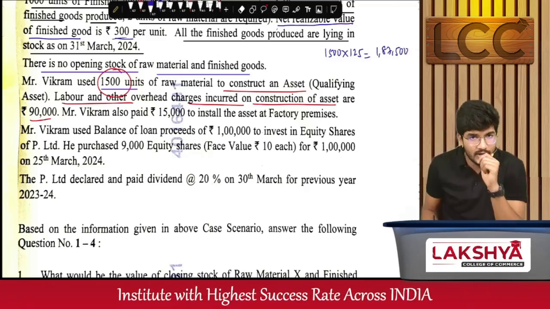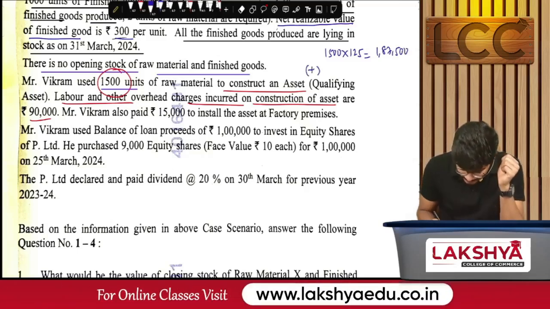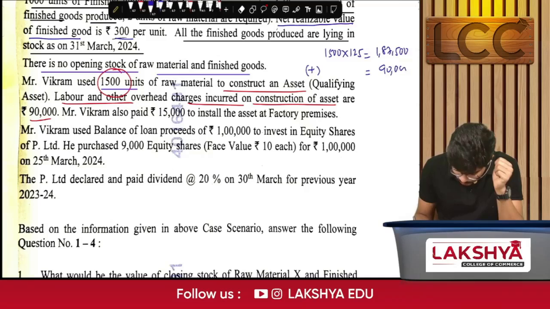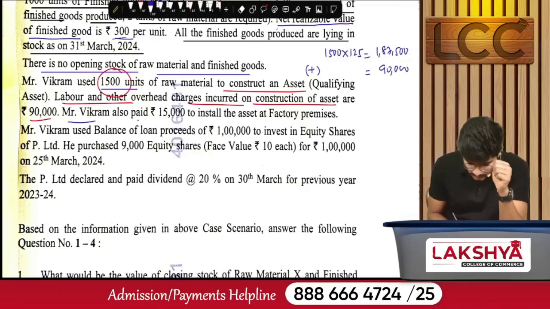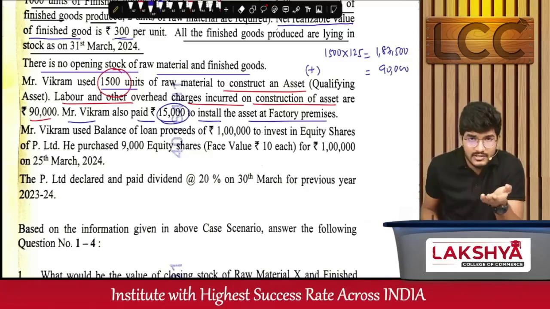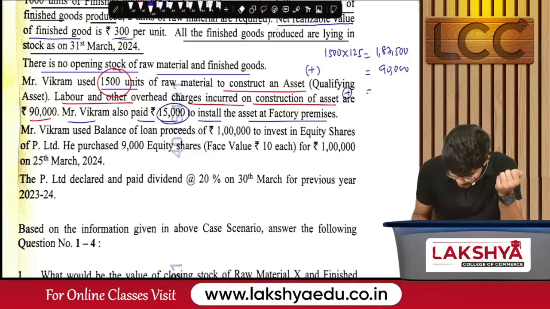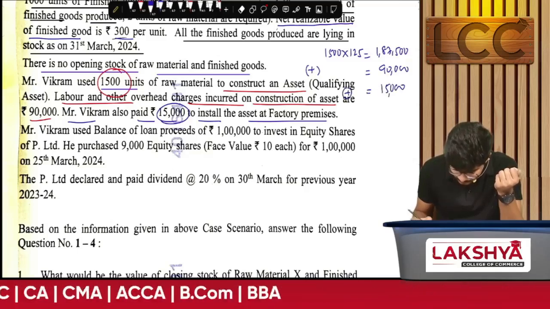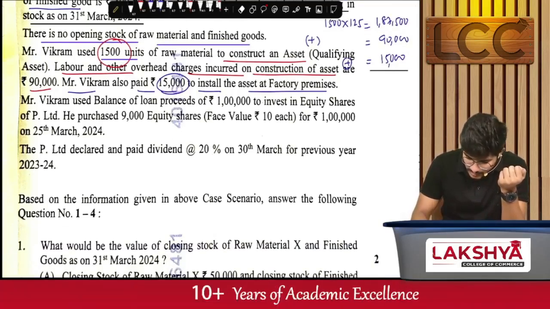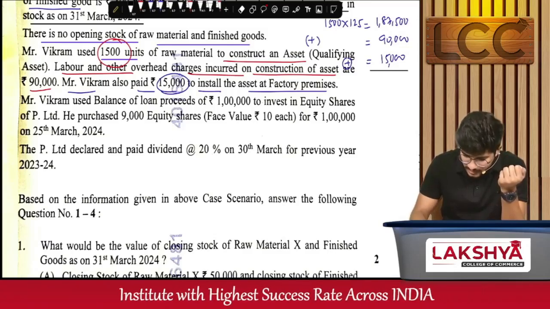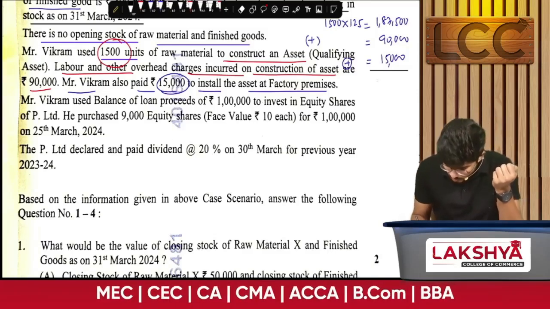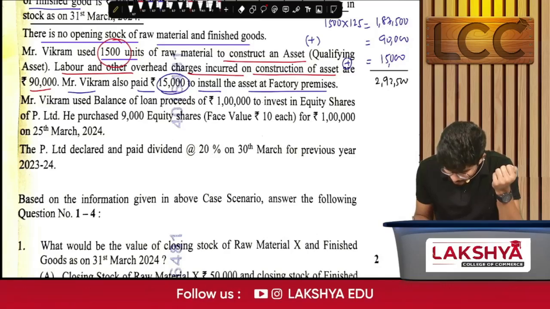That is 1,87,500 raw material cost to construct the asset, plus labor and other overhead for construction of 90,000 rupees. At the same time, Mr. Vikram also paid 15,000 to install the asset at the factory premises. Installation charges are also considered part of the cost of the asset, so add installation charges of 15,000. So the total cost till now is 1,87,500 plus 90,000 plus 15,000, that is 2,92,500.